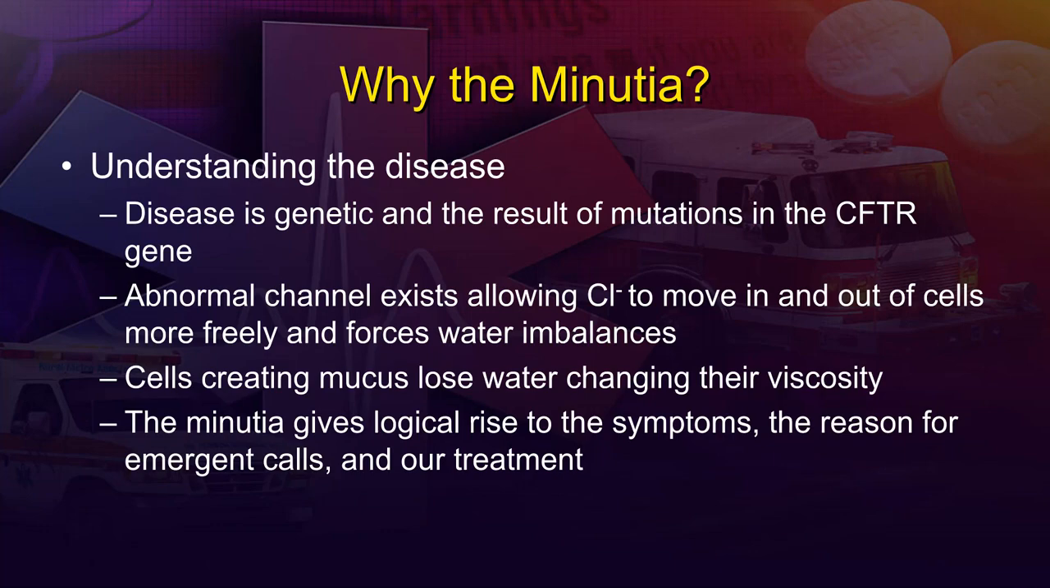And the CFTR gene in this mutation creates an abnormal channel that allows chloride ions to move in and out of cells in an uncoordinated manner.